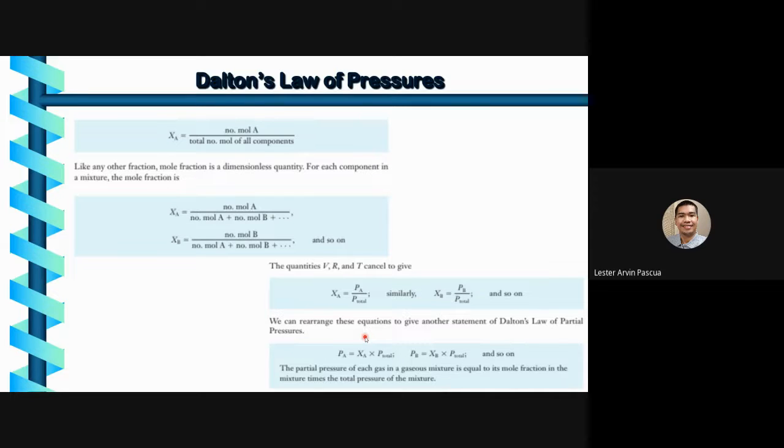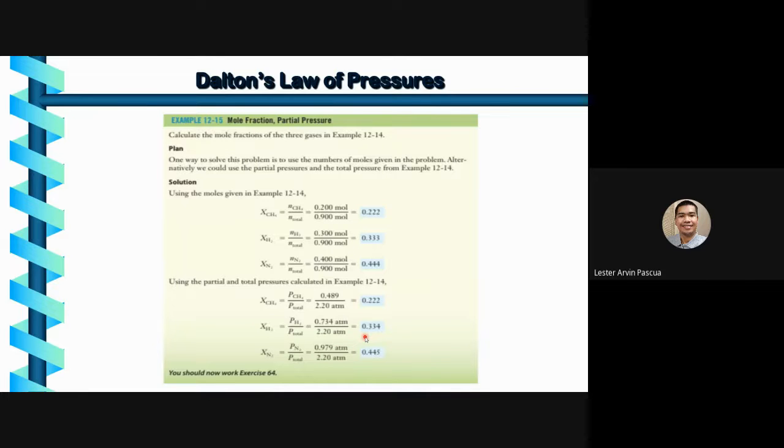So, yun yung use ng equation na ito. And these are just summaries of that. Okay. Parang ano lang to, sample lang kung paano niya ginagamit yung formula na yun doon sa kanina.